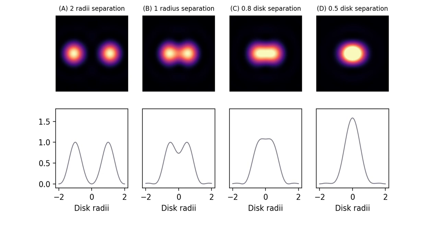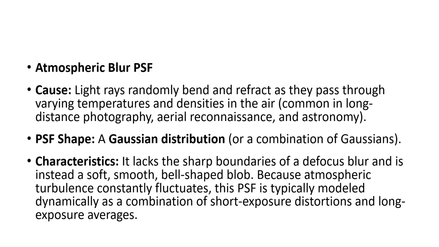So motion blur will have a line segment as its PSF shape. The second one is out of focus, that will have a circular shape, and the last one is atmospheric, that will have a Gaussian distribution as its PSF shape.